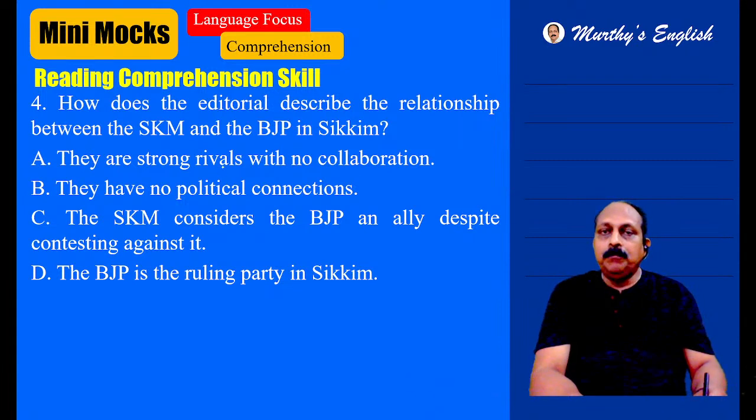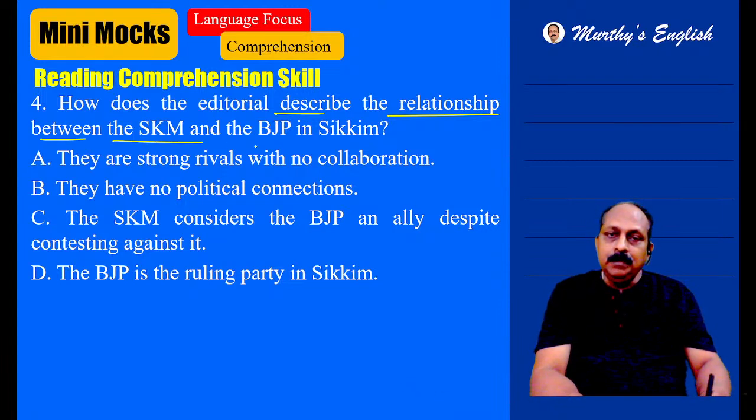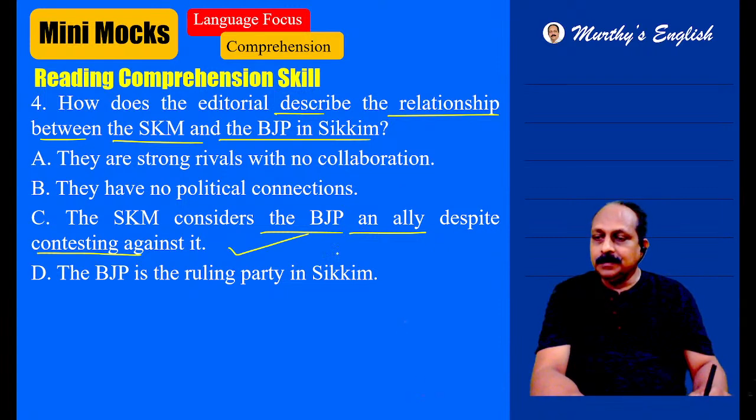Let us go to question number 4. How does the editorial describe the relationship between the SKM and the BJP in Sikkim? They contested against each other. Do remember, that was mentioned in the editorial. They are strong rivals with no collaboration. They have no political connections. The SKM considers the BJP an ally despite it contesting against it. Yes, Rajesh, 3B. Though they contested against each other, the SKM considers the BJP an ally despite contesting against it. Answer is C. Very good.